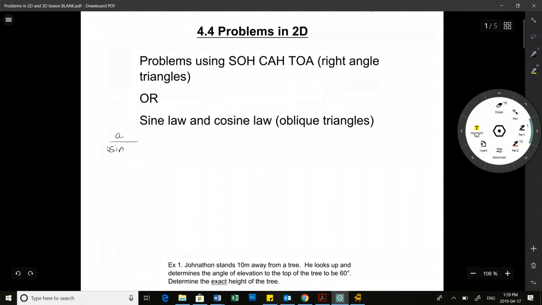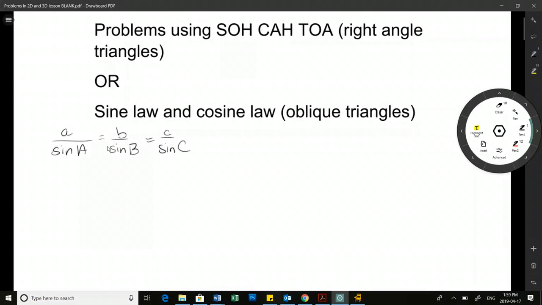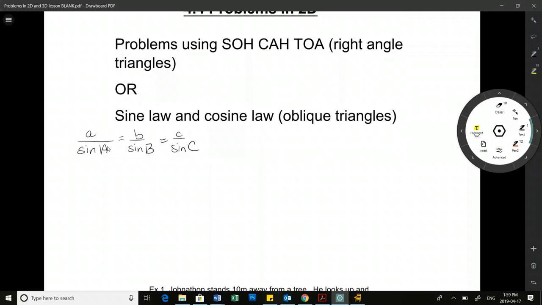Okay, a over sine A is equal to b over sine B is equal to c over sine C. We only ever use two parts of this formula at once. So we'll use one individual part. You should also remember that lowercase letters represent sides and uppercase letters represent angles. Okay?